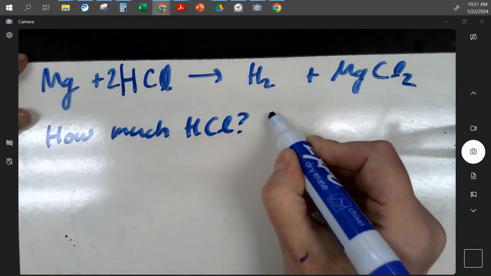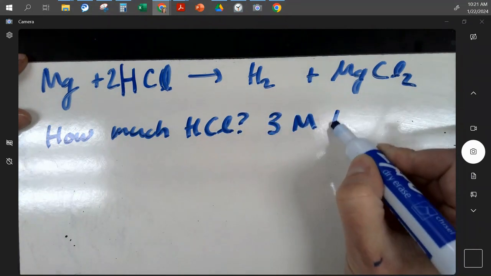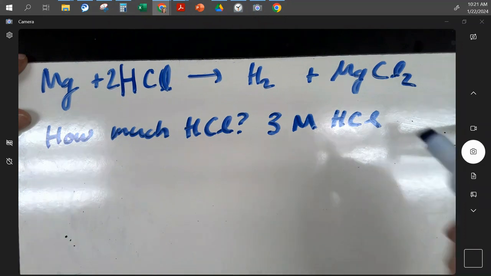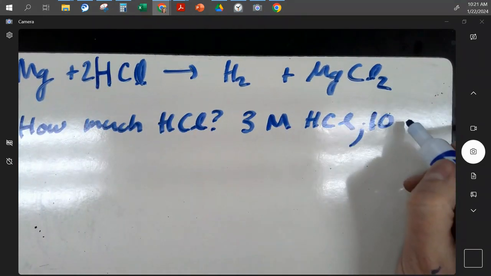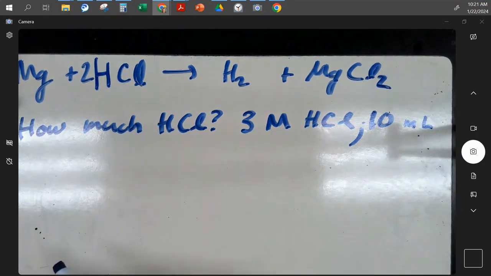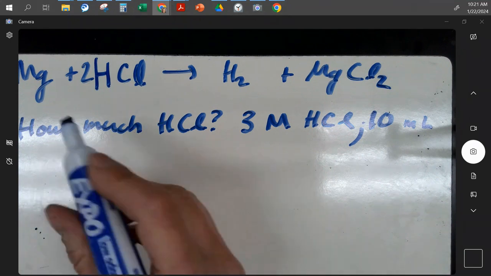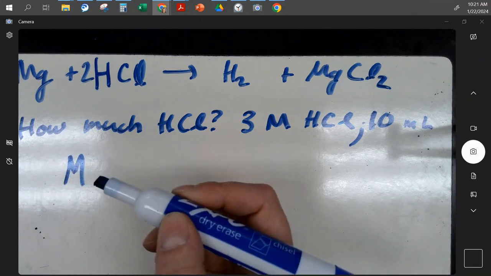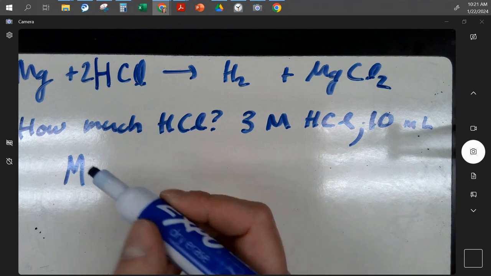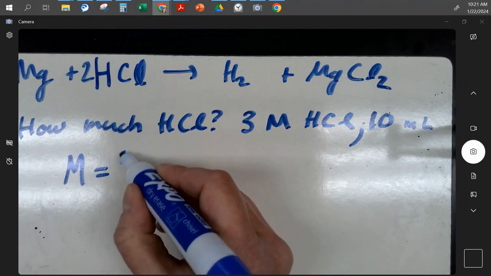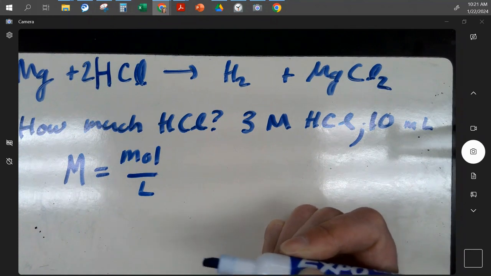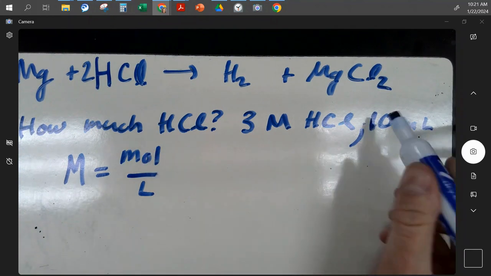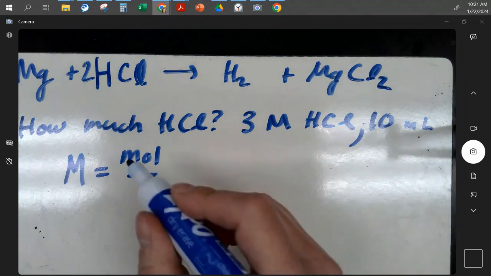So we know we had 3 molar hydrochloric acid, and we know that we used 10 milliliters of that. Okay. I can't remember. Have we briefly talked about molarity? Have we talked about this, big M? Have we got there yet? Okay, we have. So this is moles per liter. Does that sound familiar? Okay, so we have 10 milliliters of 3 molar.